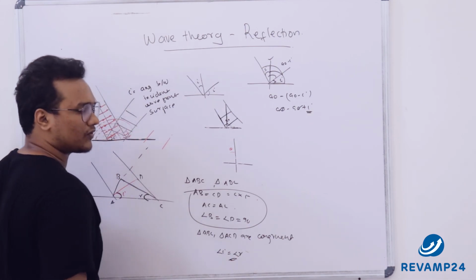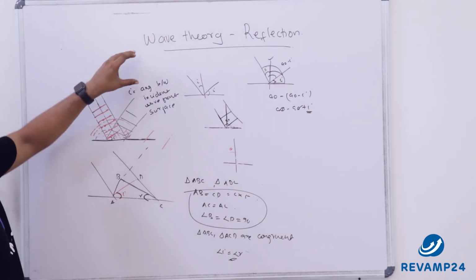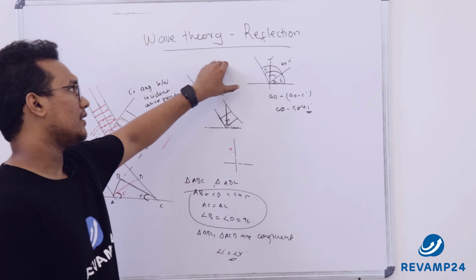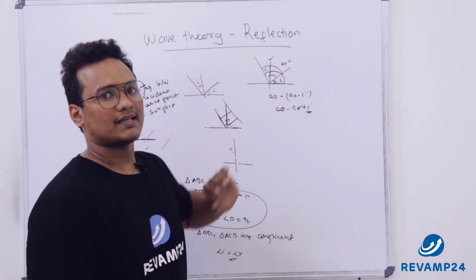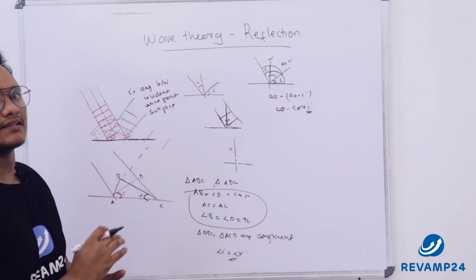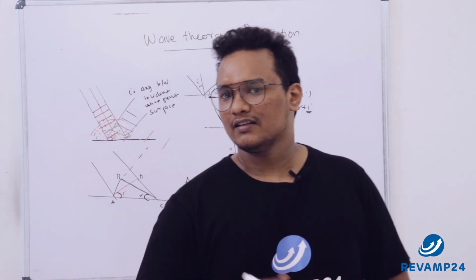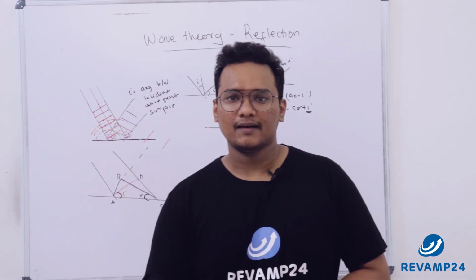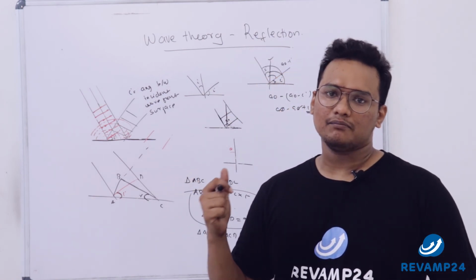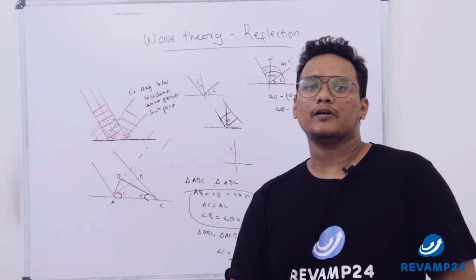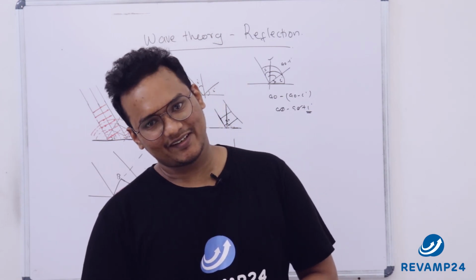See, we have clearly proven with the help of wave theory that the angle of incidence is equal to the angle of reflection. This is a very important relation. This is not given in NCERT, but learn it. This will help you to build your concept in coming lectures. Okay, thank you.